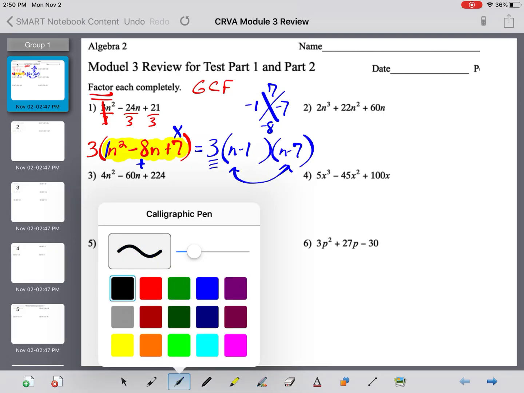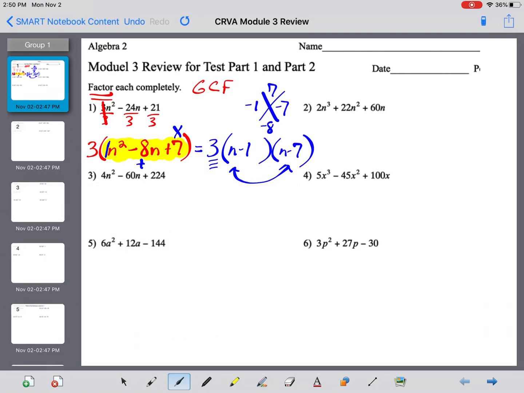Number 3, factor completely. Oh, those numbers are huge. And so if we did the a greater than 1 trinomial factoring method, that would be really tough. It'd be possible, but it'd take a long, long time. So look, let's get a GCF factored out. So then we get n squared minus 15n, 56. You can always use a calculator on that, folks.